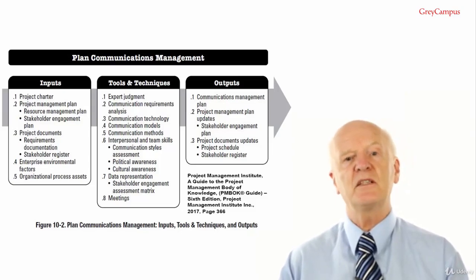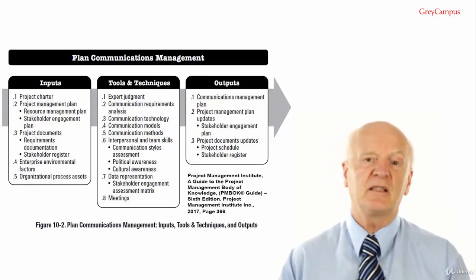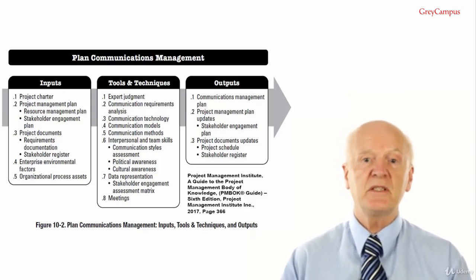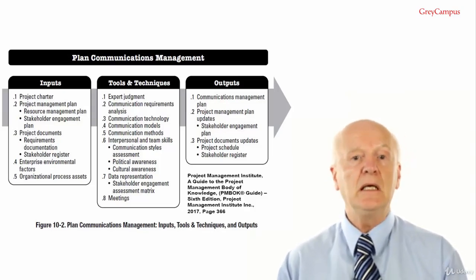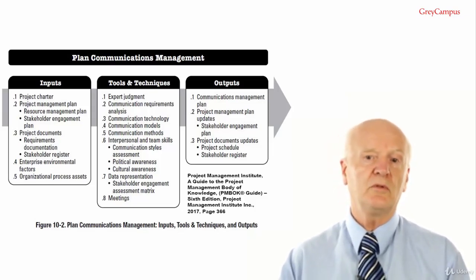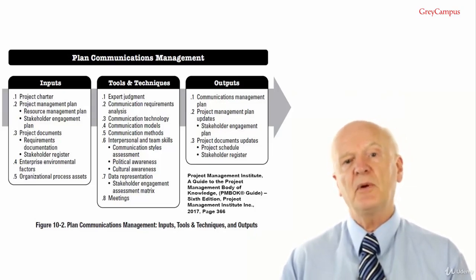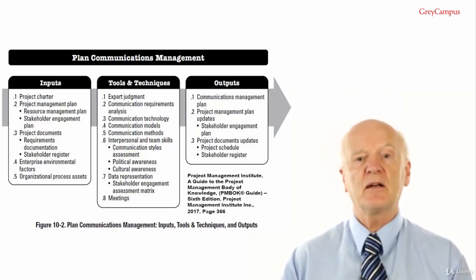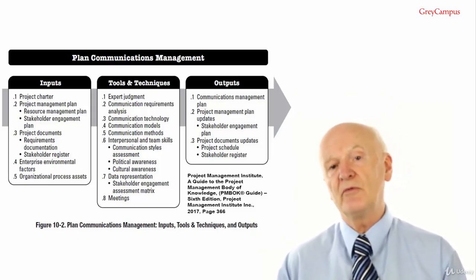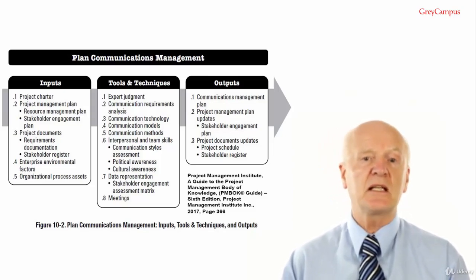Input number 4, enterprise environmental factors. And here we're looking at organisational culture, political climate and governance framework, personnel and administration policies, stakeholder risk thresholds, established communication channels, tools and systems, global, regional or local trends and practices or habits, and geographical distribution of facilities and resources. Input number 5 is the organisational process assets.